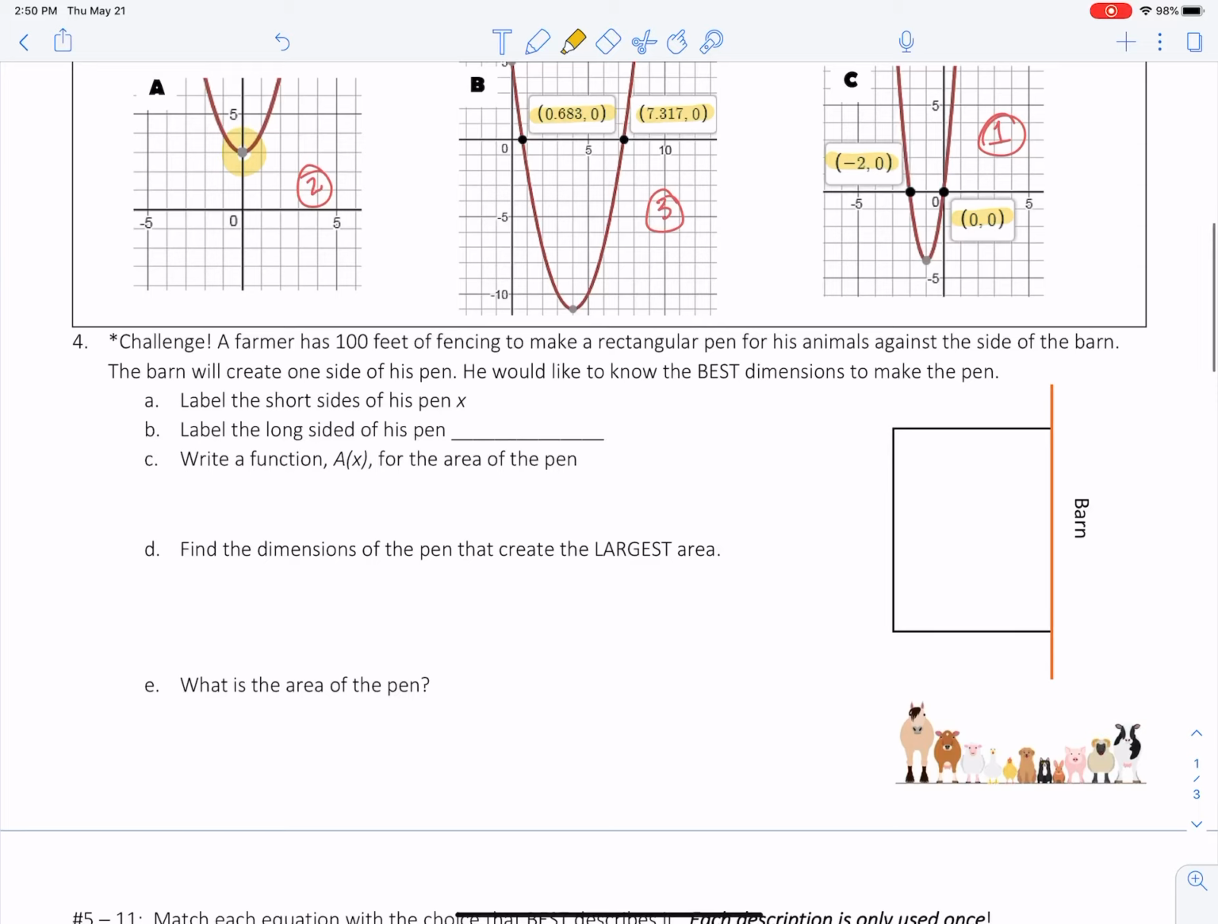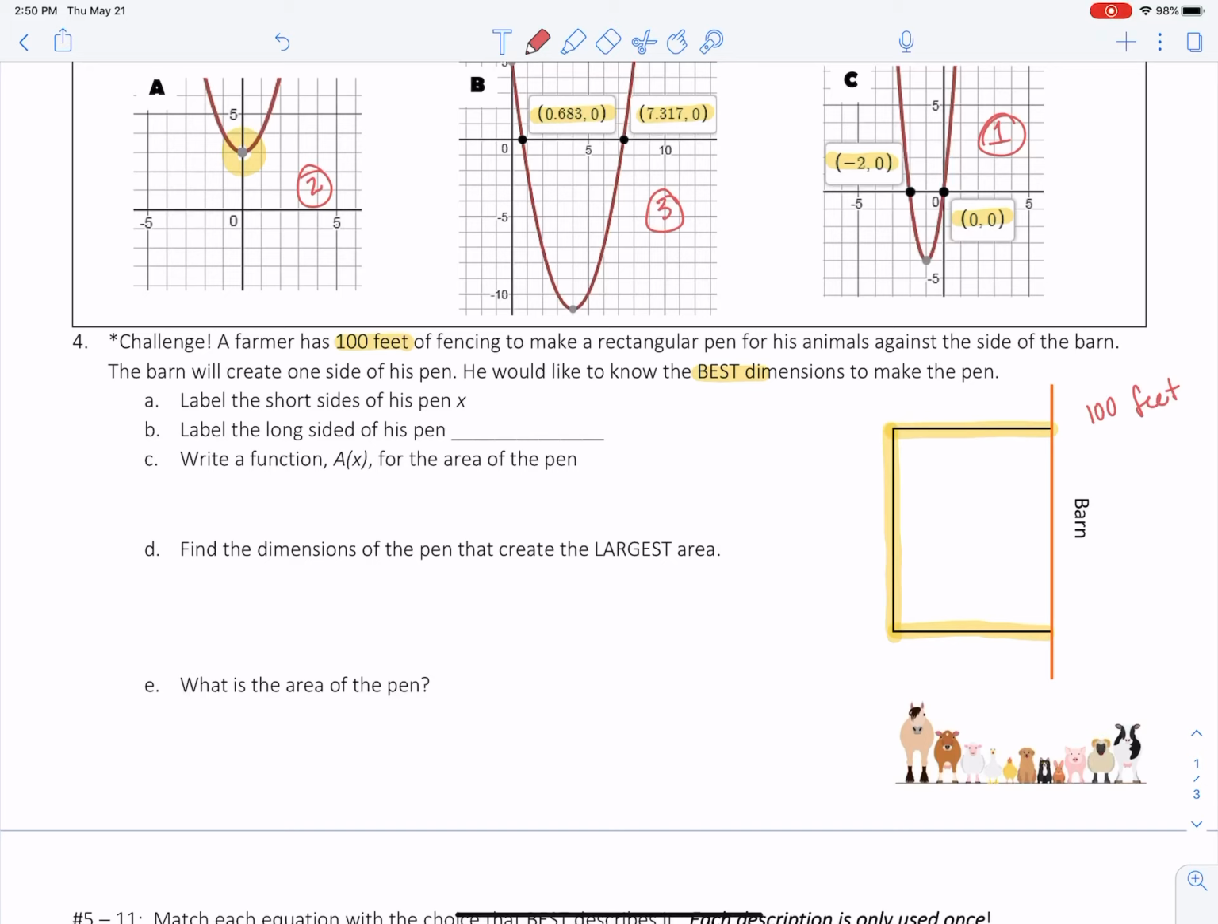Okay, so he has a total of 100 feet of fencing, and he wants to know the best dimensions. So if you'll see here on this drawing over here on the side, if you added up all of this black fencing that I'm highlighting right here, you would get a total of 100 feet, because that's how much he has to make this. So let's go ahead and start following directions here.